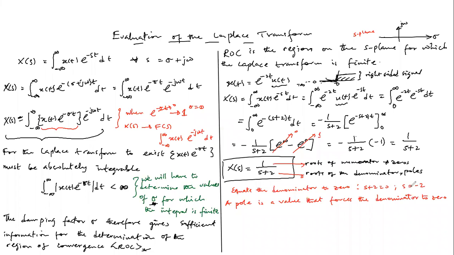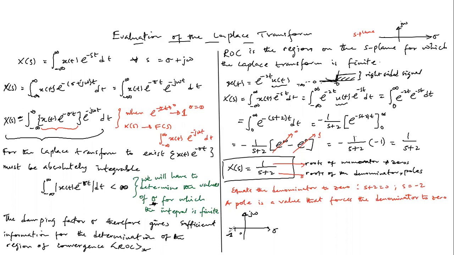Now that we have been able to figure out the pole, then we plot it on the s-plane. Okay? So here's the s-plane. This is j omega. This is sigma. And s is -2. So this is 0. This is negative, this is positive. So -2 will be somewhere here, right? -2.